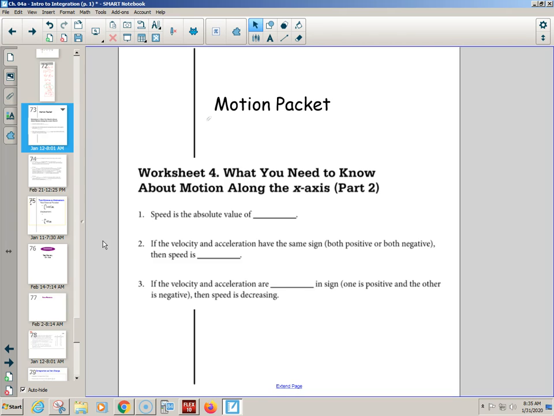Wait, how's the filling in of the motion packet? It's going well. I'm talking about cars.